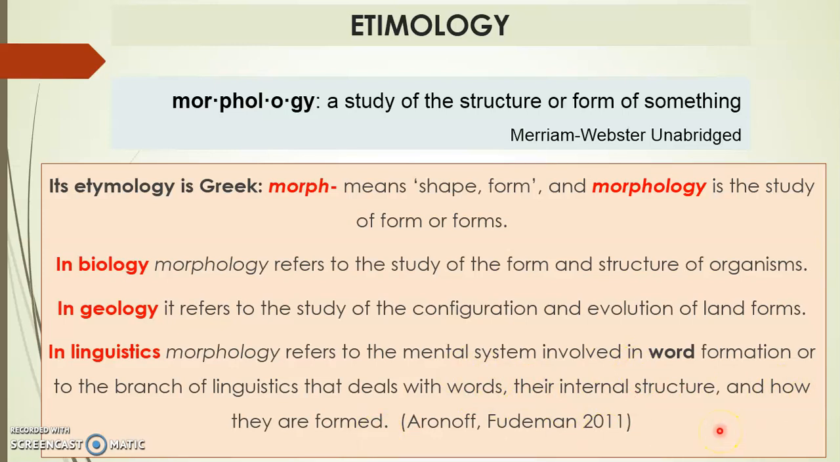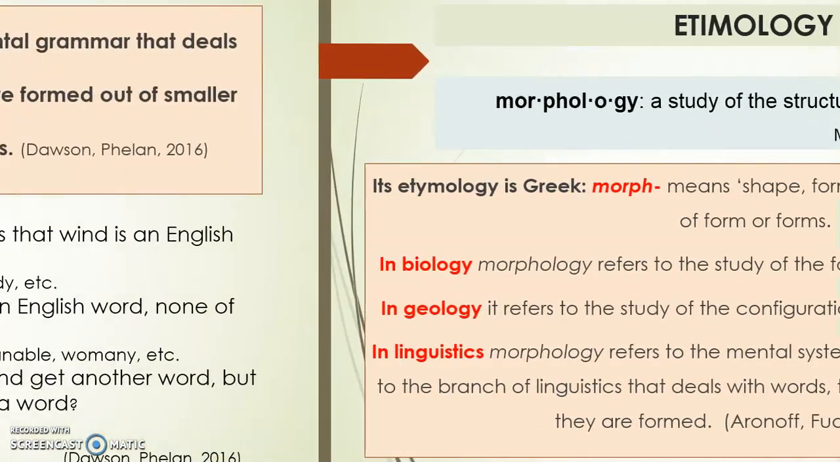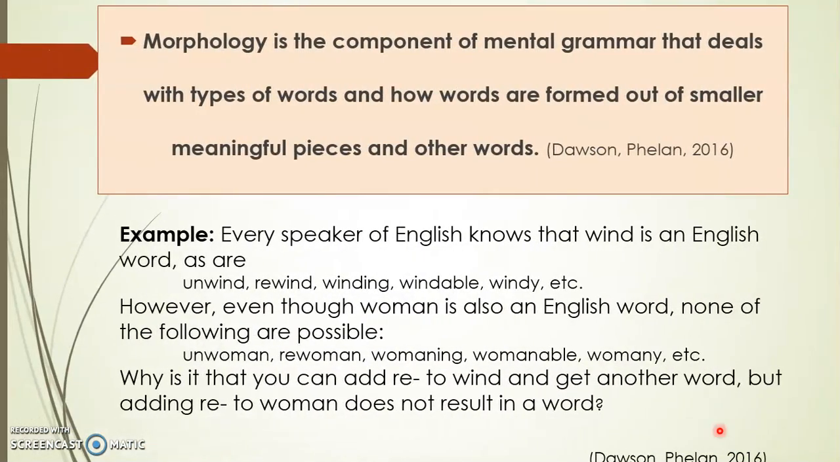So it's very easy. When someone asks, what is morphology about? It's the study of the internal structure of words. Very simple, concrete, and clear. And so morphology is the component of mental grammar that deals with types of words and how words are formed out of smaller, meaningful pieces and other words.